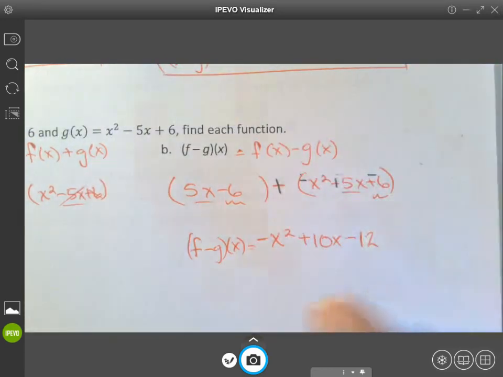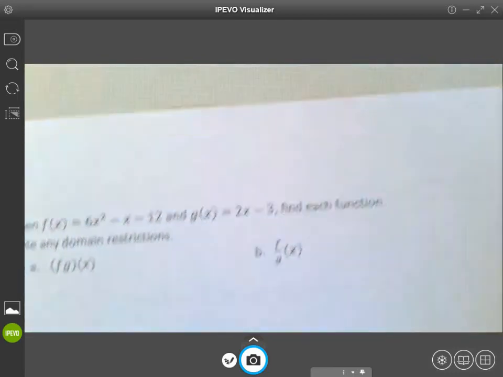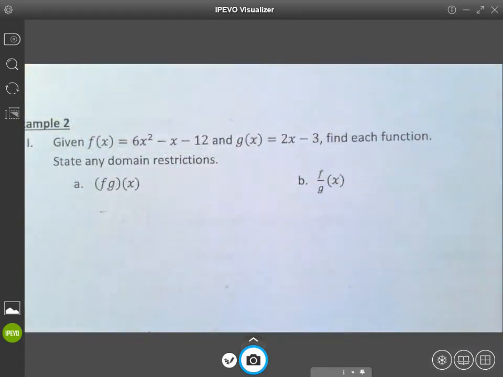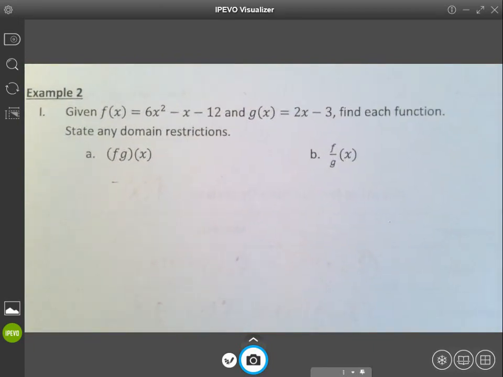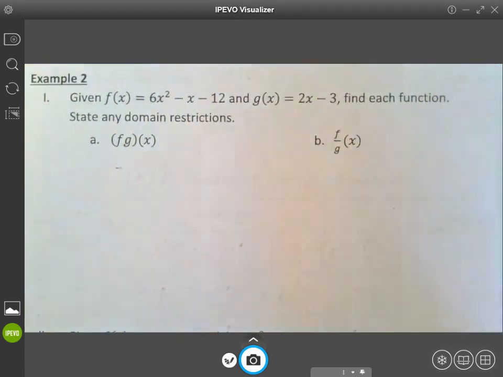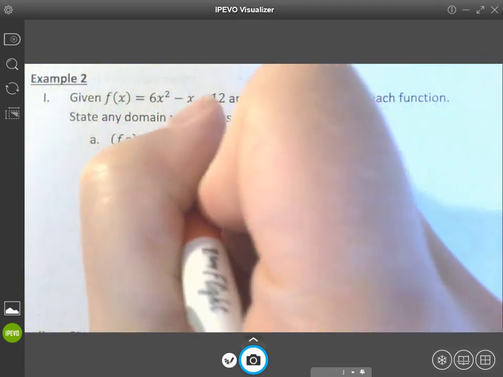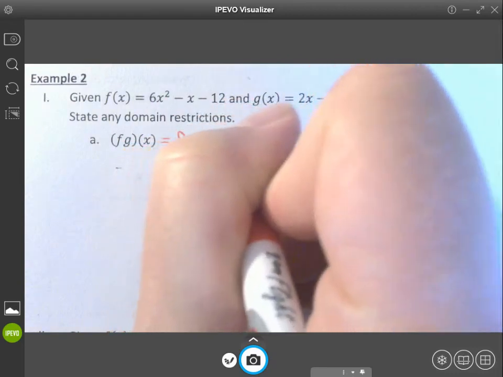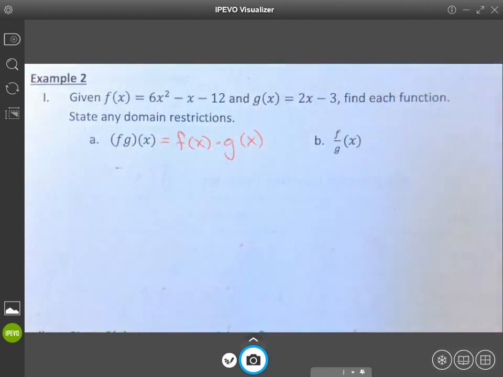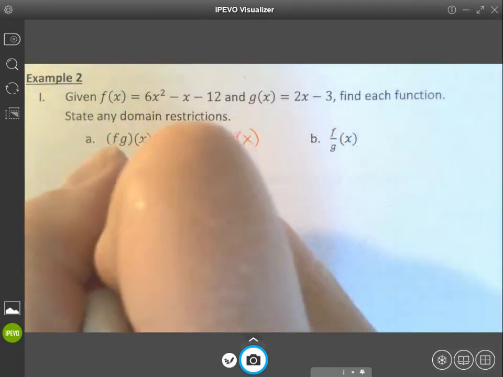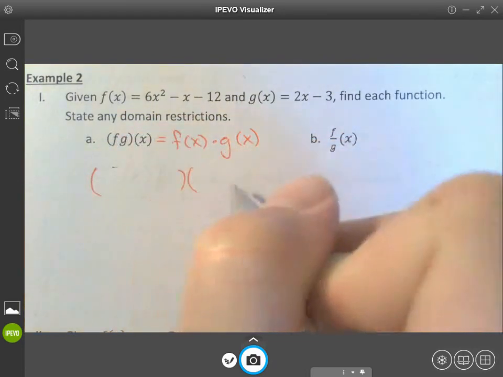All right, next, multiplication and division. So do you see why I said you've already done this? We've already done function notation this year, and we've already done all of these operations, okay? So when we talk about multiplication, we have f times g of x. That is the same as f of x times g of x. So drop f of x in here, drop g of x in here.